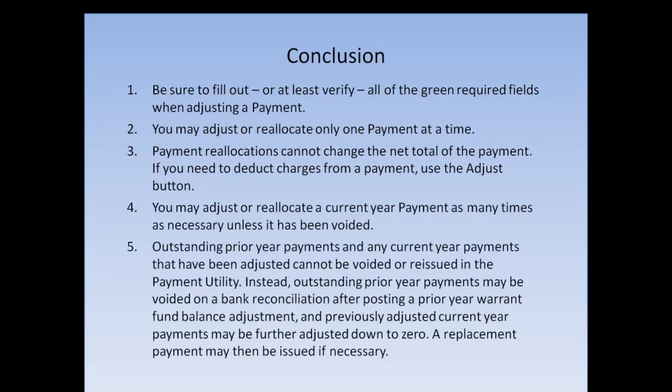And 5. Outstanding prior year payments and any current year payments that have been adjusted cannot be voided or reissued in the payment utility. Instead, outstanding prior year payments may be voided on a bank reconciliation after posting a prior year warrant fund balance adjustment, and previously adjusted current year payments may be further adjusted down to zero. A replacement payment may then be issued if necessary.